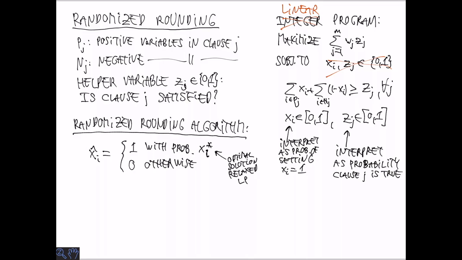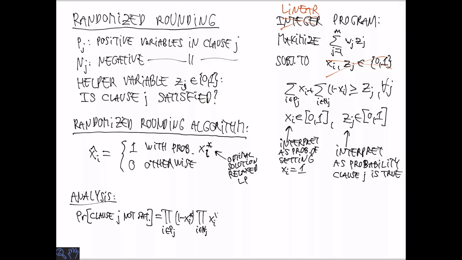So the question is, does this work? Does it actually give us a solution that is comparable in value to the one given by the linear programming? To analyze this, we look at the probability that our clause is not satisfied. By definition, the only way that you're not going to be satisfied is if all of the literals are not satisfied. So this is a product of probabilities.